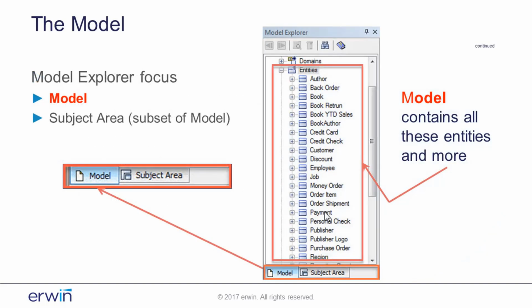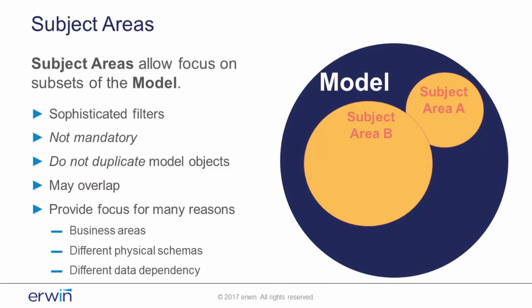Remember those two tabs at the bottom of the Model Explorer? We saw these back in Module 1. The model contains everything, and that includes all entities. Well, we've highlighted here a number of entities, but we'd have to scroll down to see all of them. The point is the model contains all of the entities and all of everything else. For purposes we'll see later, it's handy to have one subject area set up to include the entire model.